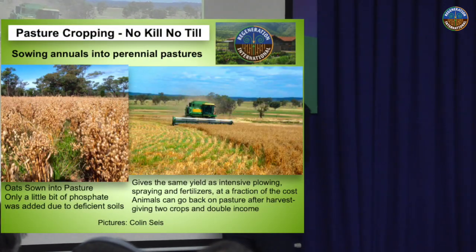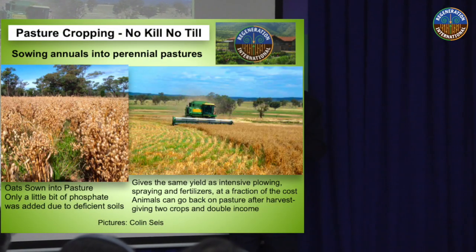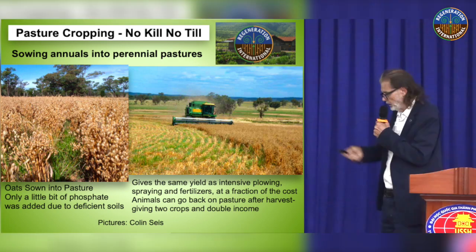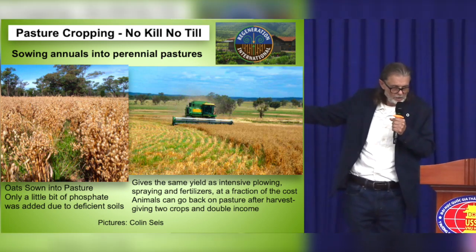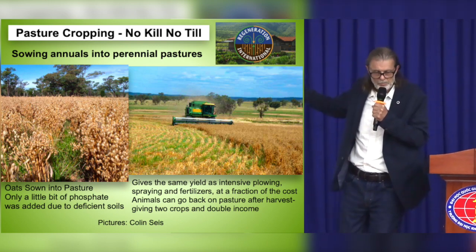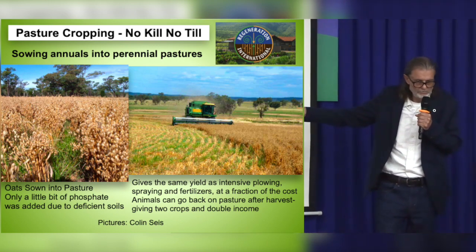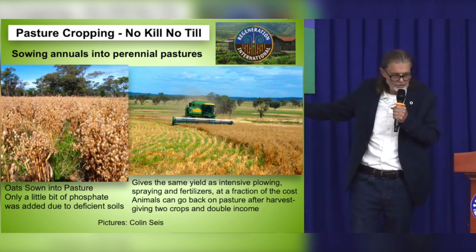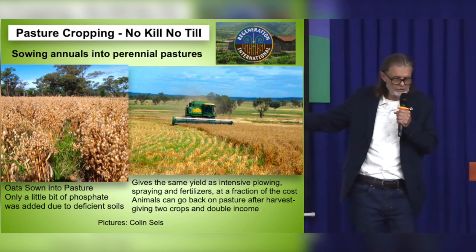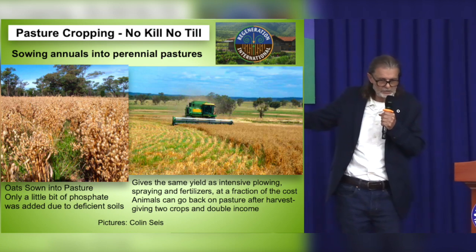We call this pasture cropping. Instead of ploughing out the pasture, we cut it down low. In fact, like Peter, he uses sheep and grazes it down very low, and then plants, these are oats, and plants the oat crop in. Now he gets the same yield as his neighbours. He puts no fertiliser on, he sprays no pesticides, he doesn't spend a fortune on diesel to plough up the land, he doesn't disturb it.